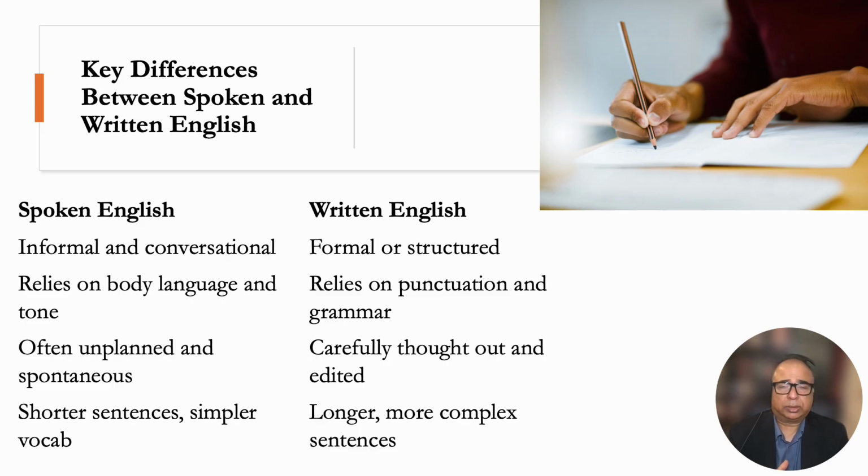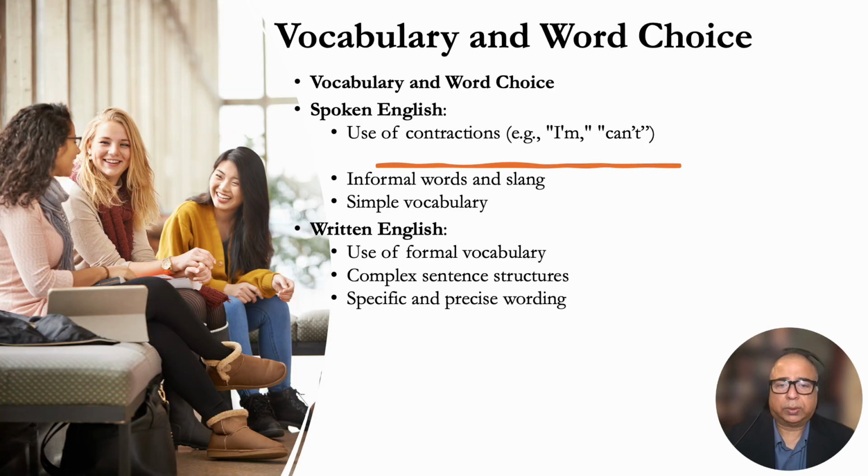But written English is, as we just said, formal, structured, and it relies on grammar and punctuation. And that is why the professor can take some points off for bad grammar or wrong spelling. Written English is carefully thought out. It's revised. It's written multiple times. And the sentences are more complex than spoken English. Okay, very good.